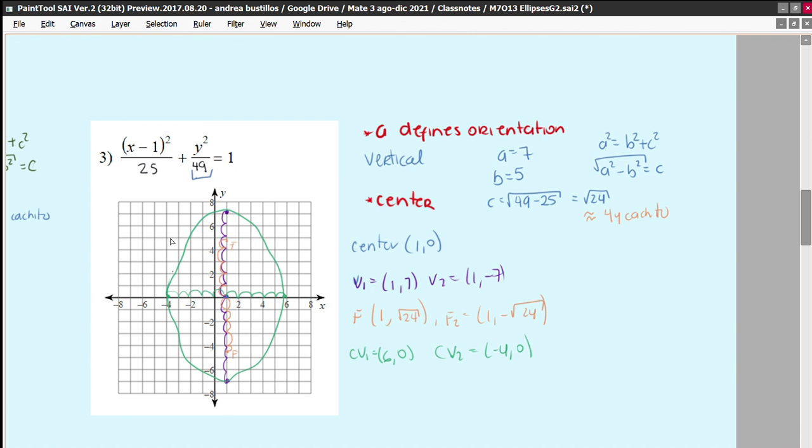So that is enough info so I can sketch my ellipse. And lastly, we know that the major axis is 2 times the value of a, because it's the distance from vertex to vertex. So 2 times the value of a is 14. The minor axis is 2 times the value of b, so this is 10. And that's it.